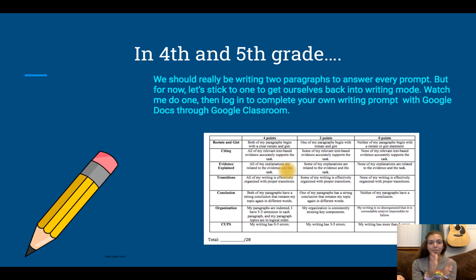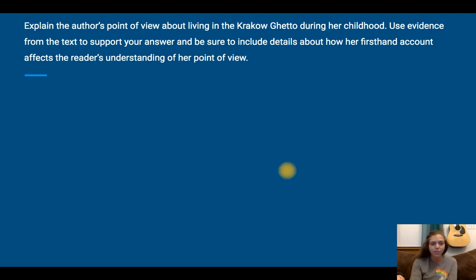What you have to be careful of with spelling is that words in your prompt and words from your text are being spelled correctly, and that your evidence is being spelled correctly. You have it right there in front of you. Okay. So we're going to do an example.